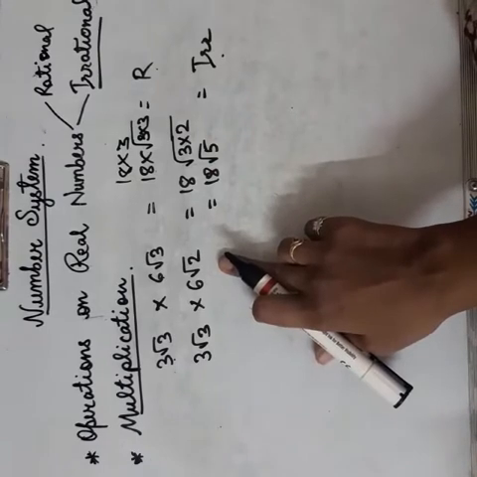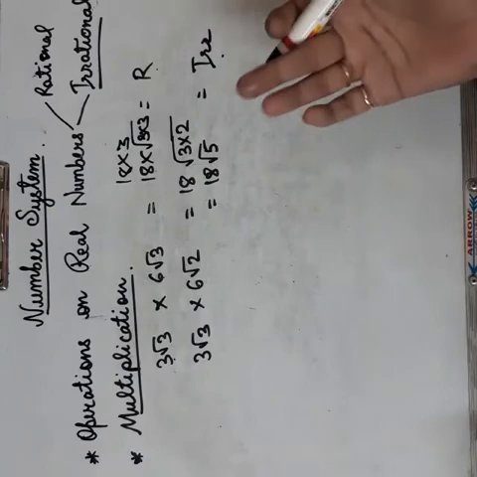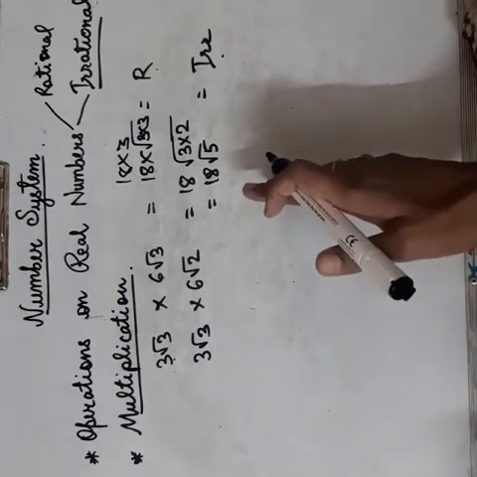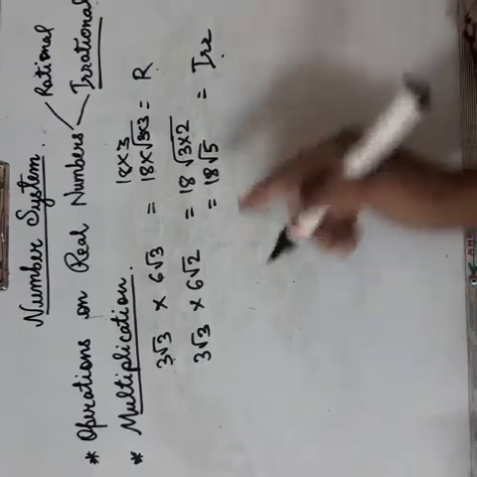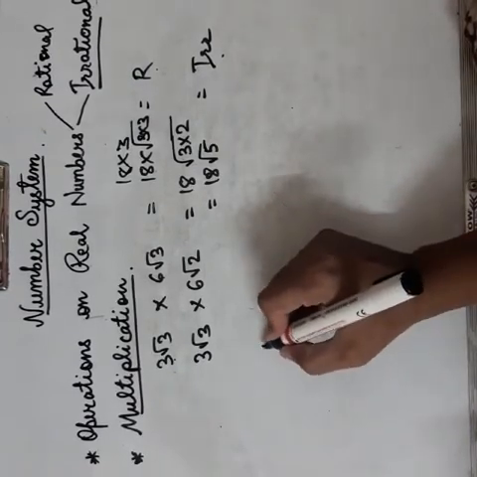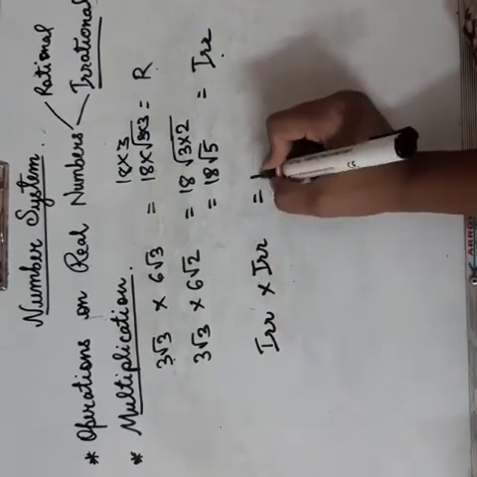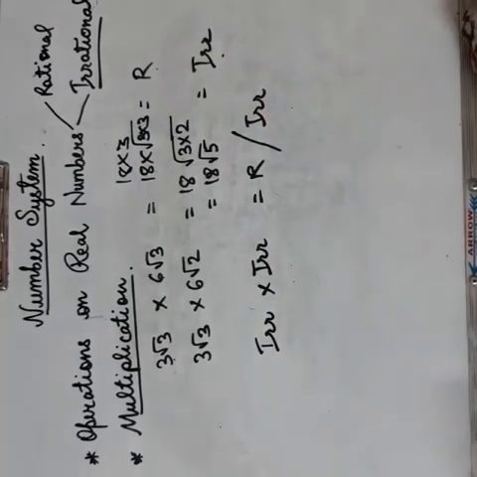Getting? So in multiplication, we cannot say that we will always get rational or irrational. Sometimes we may get rational, sometimes we may get irrational in multiplication of two irrational numbers. So multiplication of two irrational numbers, you may get rational or irrational, both you may get. Same for division.